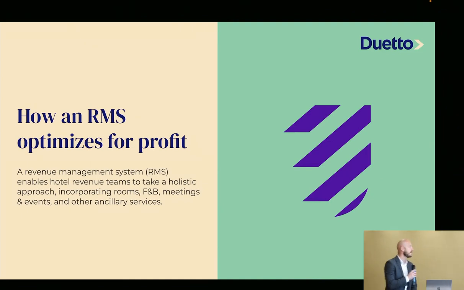So how does an RMS optimize for profit? This is very much looking at business mix. This is about understanding total guest spend and trying to marry the two together. How do you get the right guest in the right room at the right rate who spends the right amount of money in your hotel? So sometimes you may have to sacrifice on rate because you know the additional spend attached to it is going to outweigh the room-only revenue.